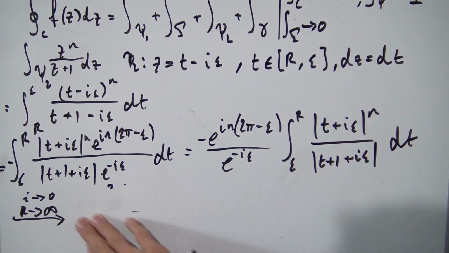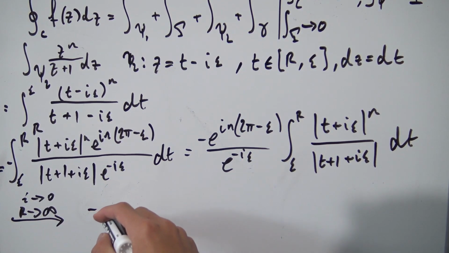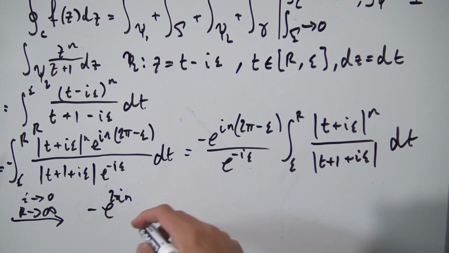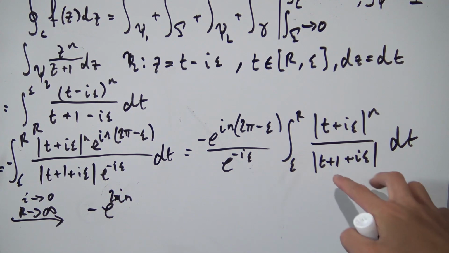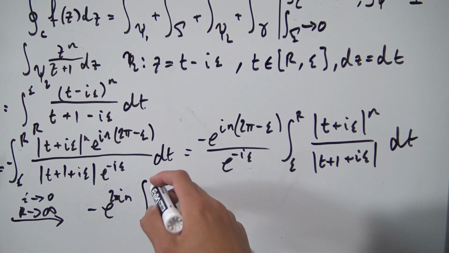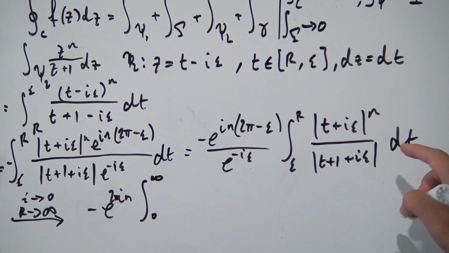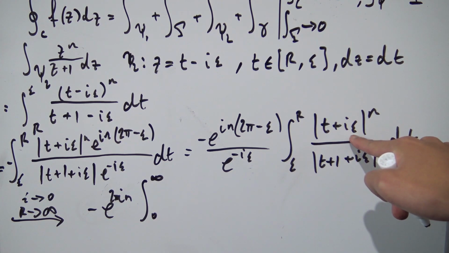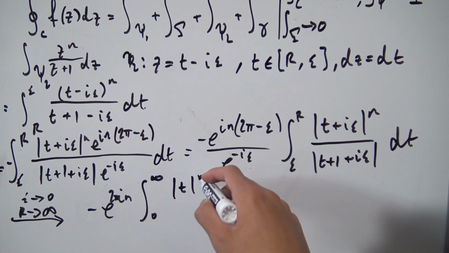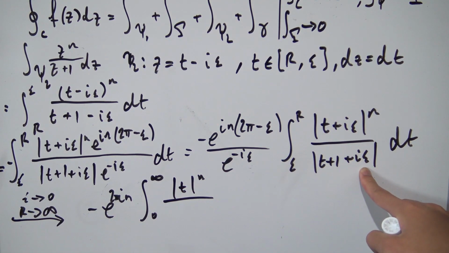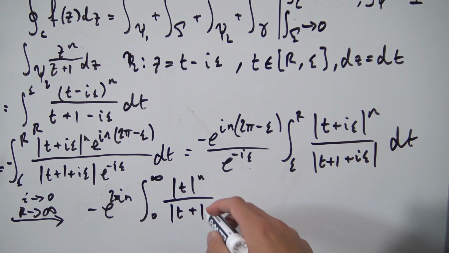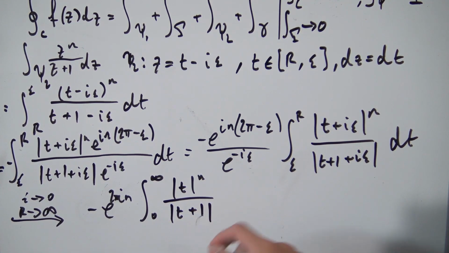So in fact, this whole thing just evaluates to negative e to the i times 2 pi i times n. And now let's deal with this integral right here. The bounds are going to go to 0 and infinity respectively. And this imaginary part is going to shrink all the way down, leaving us with the absolute value of t to the n over, as this imaginary part goes to 0, the absolute value of t plus 1, dt.